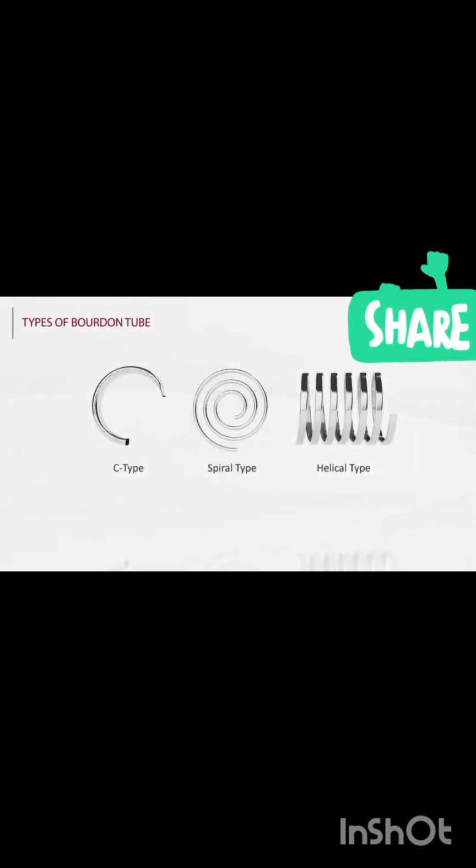There are 3 types of Bourdon tube. The C-type, which is the most common and tends to be used for lower pressure applications. The spiral shape, which is used for medium pressure applications. And finally, the helical type shape, which is used for very high pressure applications.